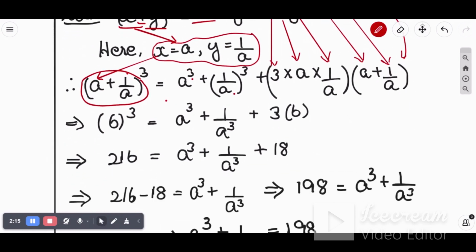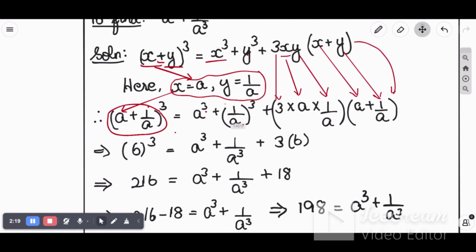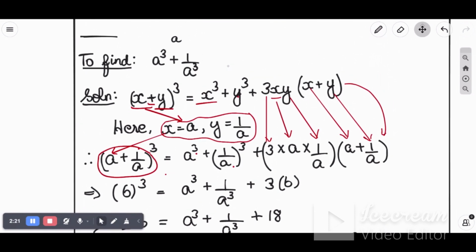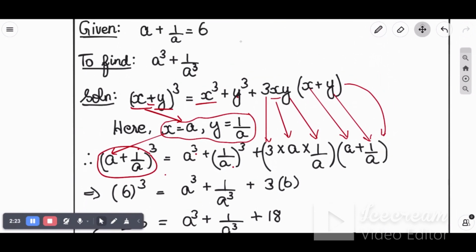If you could see the next step, a plus 1 by a is given. What is given? a plus 1 by a is equal to 6. That is the only step which is given. So instead of a plus 1 by a, you can write it as 6. Since it is cube, write it as 6 cube.